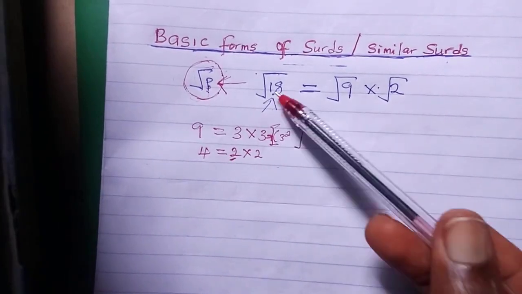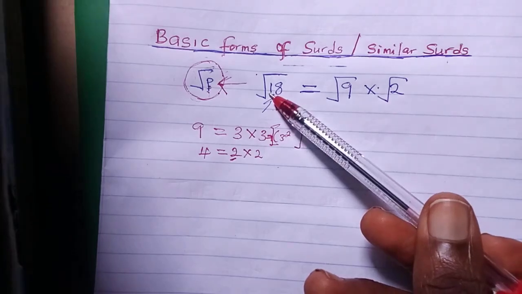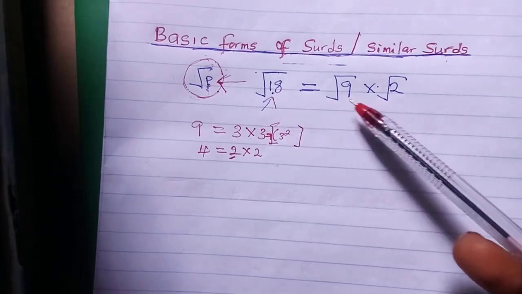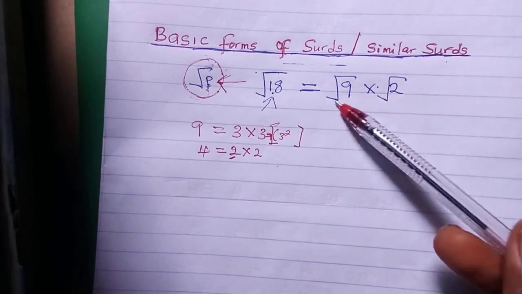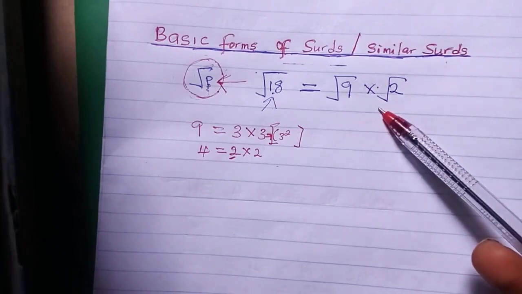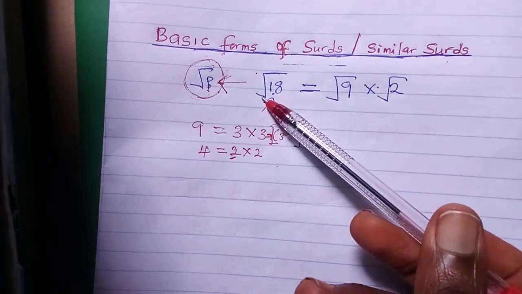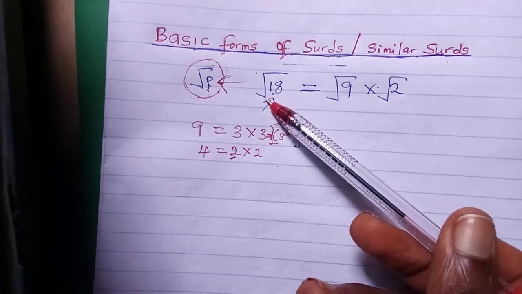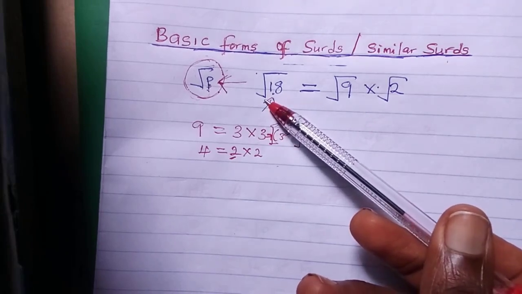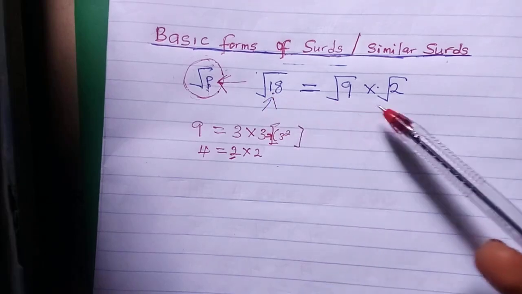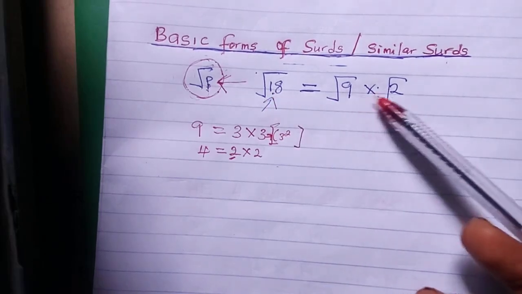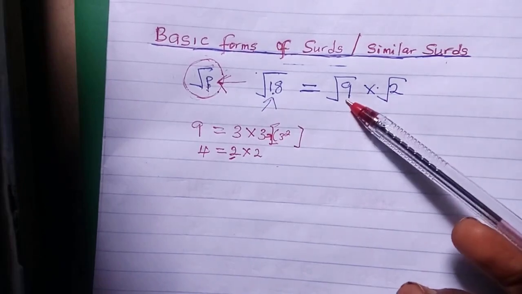So if you have a surd like root 18, and when you break it down, one of the numbers is a perfect square, we will say that this very surd is not in its basic form. So this one is not a basic surd. Why is it not a basic surd? Because after breaking it down, one of the numbers is a perfect square.